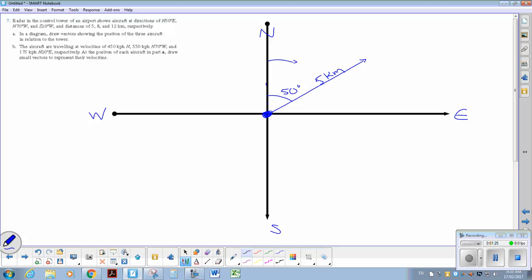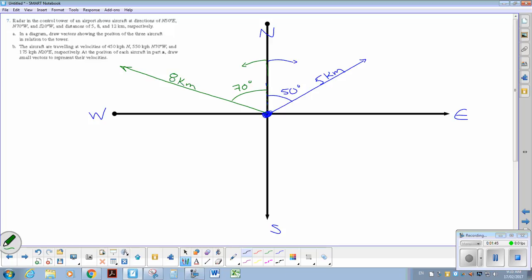The second one, I'll change colors, is located north 70 west. So again, you go up the north and you rotate toward the west. 70 will be over here. So I'll put 70 degrees there, and it is 8 kilometers.